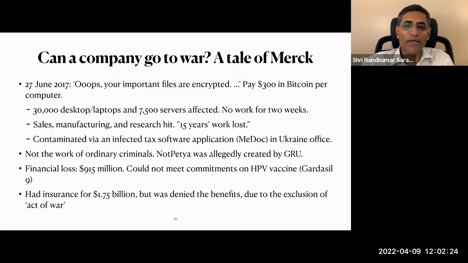Now, as you know, the clauses always exclude acts of war or probably some of the other elements. And since Russian intelligence was involved, the claim was denied. Subsequently, of course, the company Merck went to the court, and the court has ruled in their favor. But that is the nature of cyber insurance, which is another way in which this risk is sought to be mitigated.